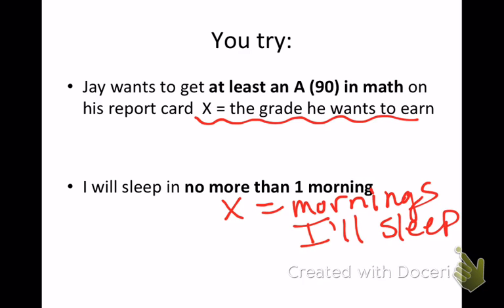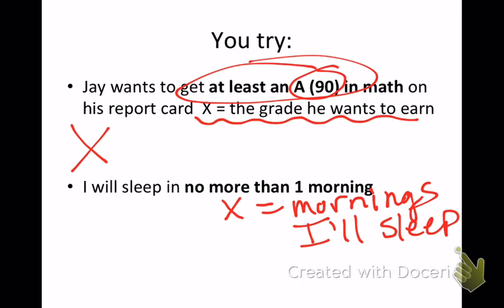Hopefully you followed directions and you paused the video and wrote them yourself and then tried. So Jay wants to get at least an A. Okay, so if x equals the grade that he wants to earn, at least an A, which is a 90 in JCPS, that means he'll be happy if it's equal to 90. So I'm going to put 90 on the other side of the inequality. But, of course, anything greater than 90 would be good too. So x is greater than or equal to 90. That means anything in the solution set is bigger than 90.